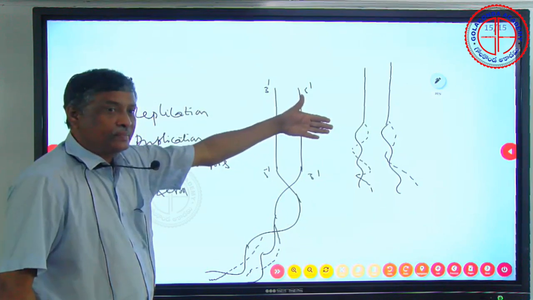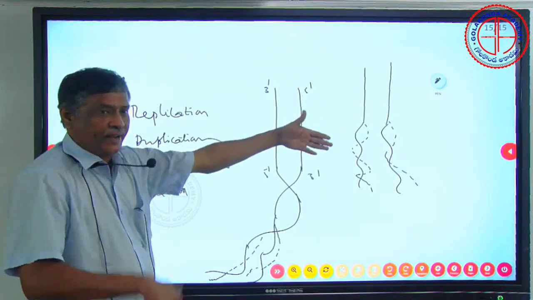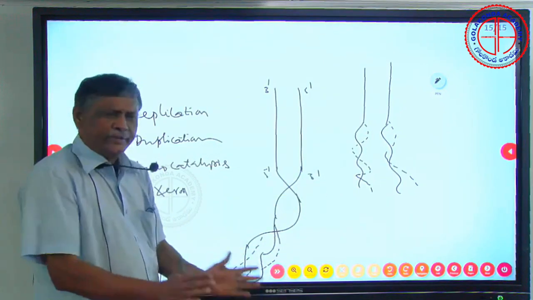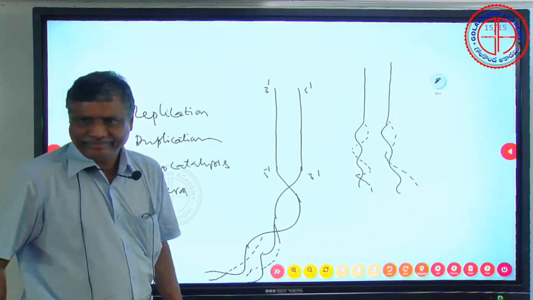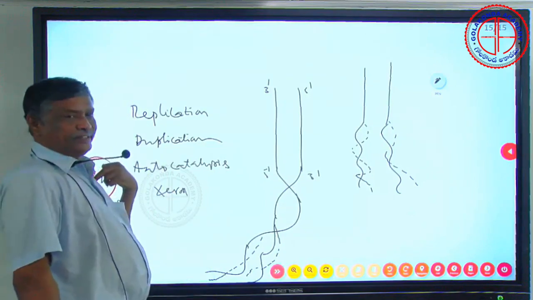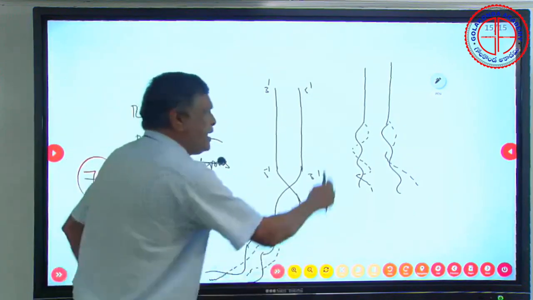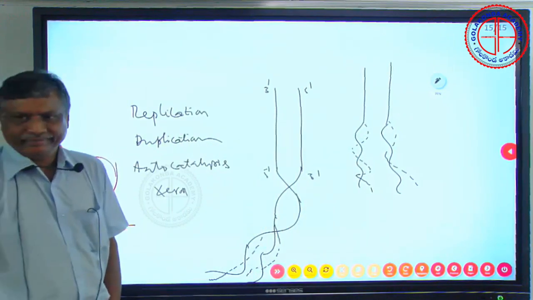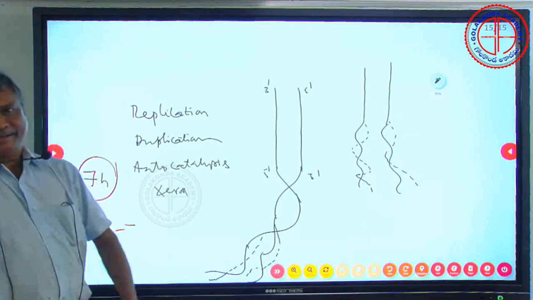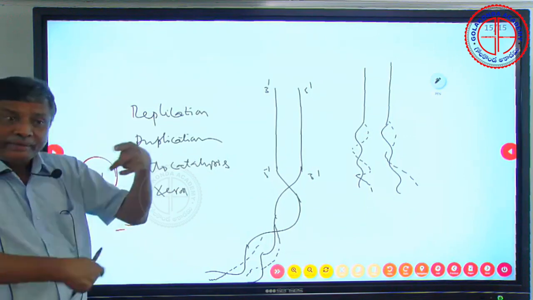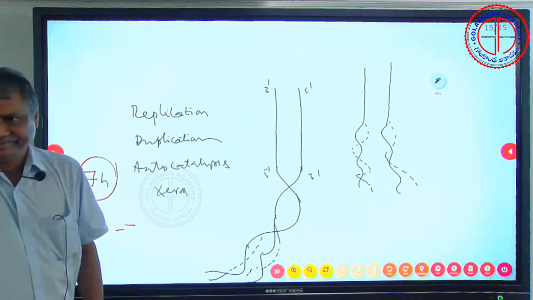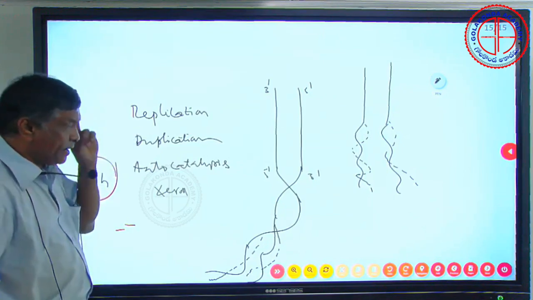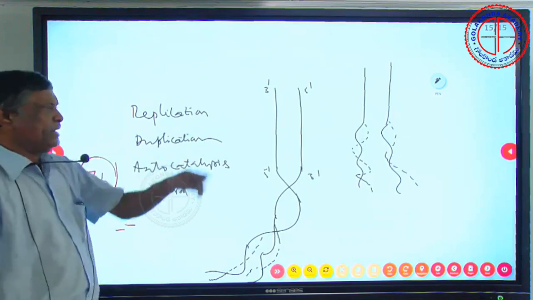ఏమంటున్నా నేను? Each helical of DNA forms a new helical in each and every 7 hours. Means the helical of the DNA is duplicating, replicating, doubling. In each and every 7 hours, the helical of DNA has to synthesize a new helical.